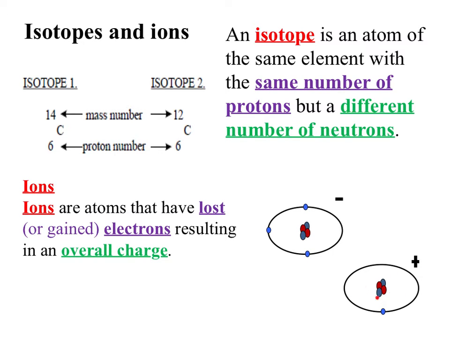Whereas the same helium atom here has lost an electron. It should have 2 electrons to begin with, and therefore has got a positive charge. So if an atom loses an electron, it has a positive charge and makes a positive ion. If an atom gains an electron, it gains a negative charge and becomes a negative ion.